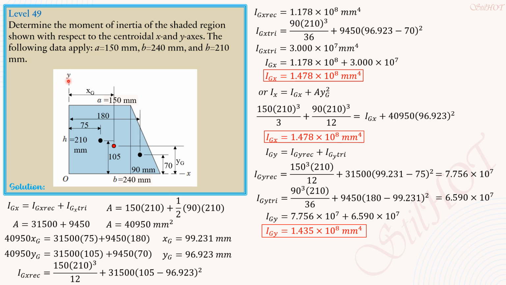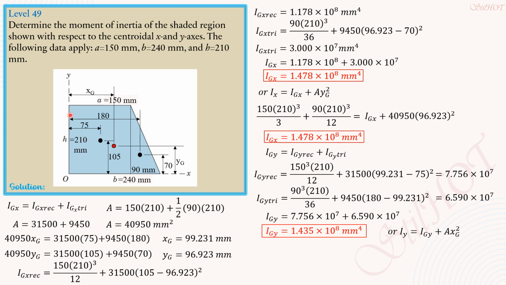Likewise, we can use Iy equals IGY plus area of the entire region times xg squared. We transfer the centroidal moment of inertia of the entire region with respect to the y-axis to the y-axis. So the distance between them is xg. That's why we have xg squared.